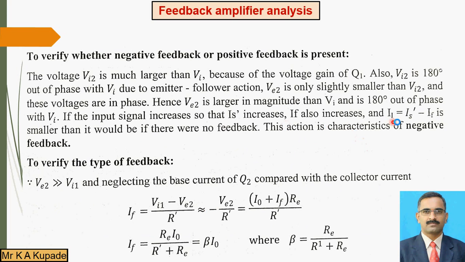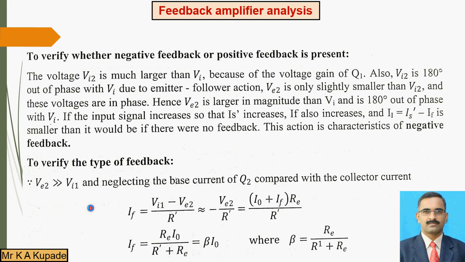Now II is equal to IS minus IF, which is smaller than it would be if there were no feedback. Suppose you are not considering any feedback; for that condition you would get a different value. This action is the characteristic of negative feedback, and due to this you are getting the negative.